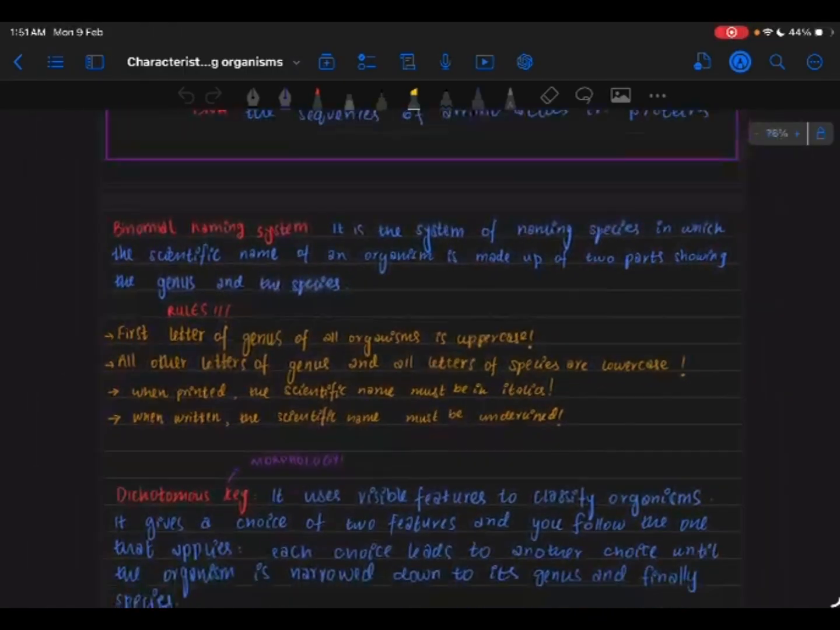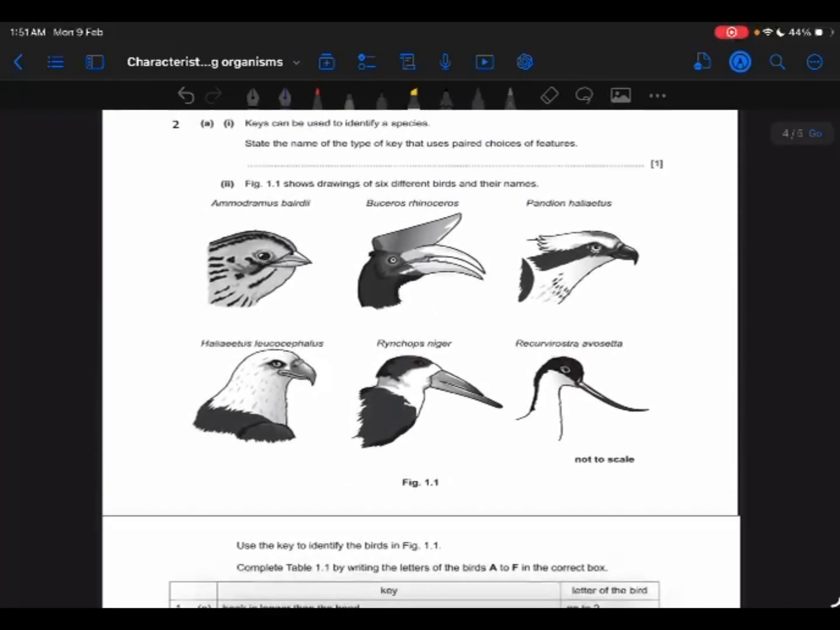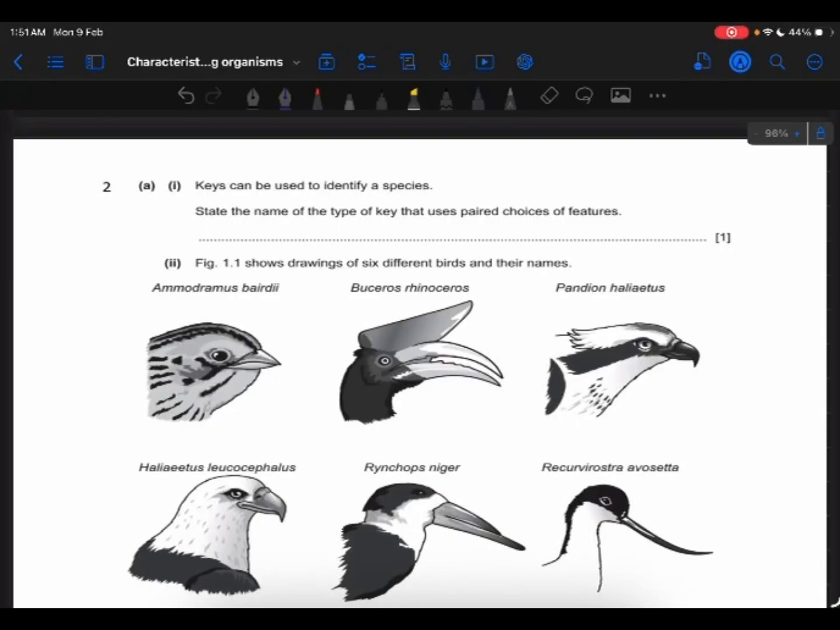Perfect. Great. Now moving on to the dichotomous key. I believe the best way to teach this and the best way to learn this is through an example, which we're going to be looking at right here. I've pulled this up from a past paper. Let's do it together, okay?